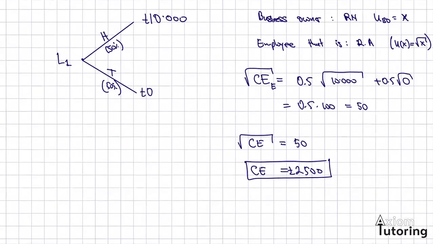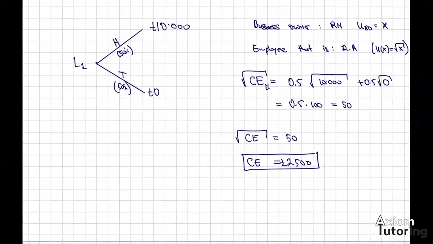Now let's look at the business owner. What is the certainty equivalent of the business owner? Because his utility is just x, the certainty equivalent will be equal to 0.5 times 10,000 plus 0.5 times 0, which is 5,000 pounds.